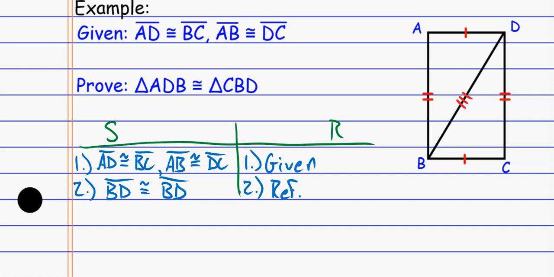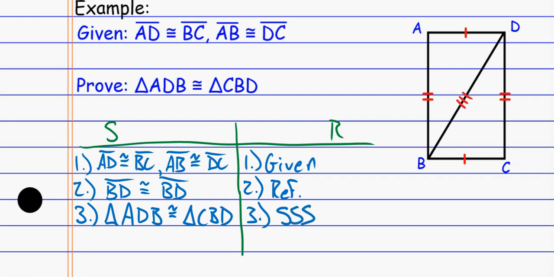And now from here, I basically have three sides from one triangle that are congruent to three sides from another triangle. So I can say that the two triangles are congruent. Okay? So triangle ADB is congruent to triangle CBD. And it's as simple as saying this for the justification. You can just put SSS for side, side, side. Okay? We'll all understand what that means.